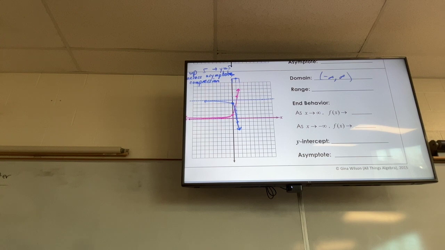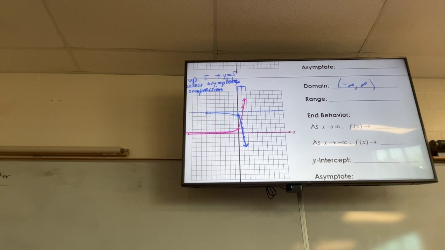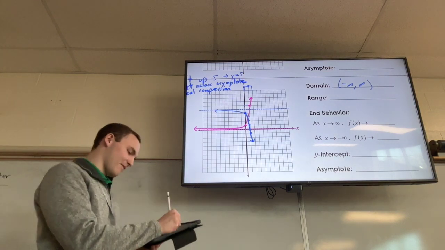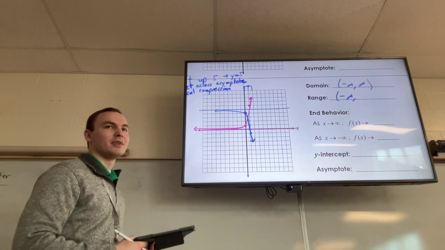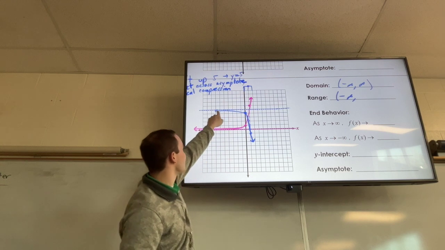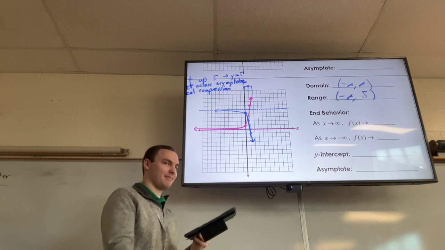Yeah, so we've only seen the domain being all real numbers, right? What about the range? What's the farthest down I go? Negative infinity. What's the highest up I go? 5. All right, my y never goes above 5. It gets capped at 5. That's the cap.